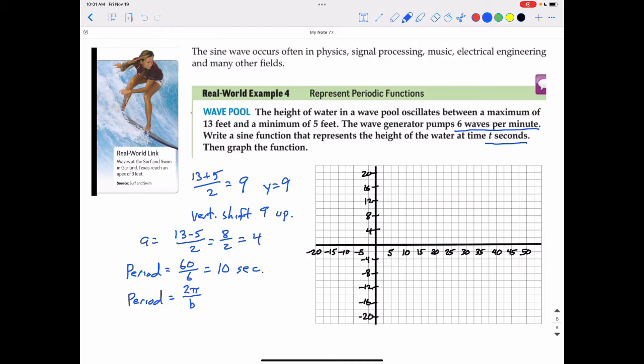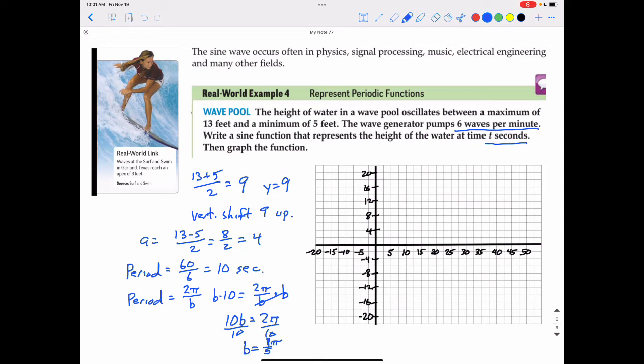We don't know what b is to write our equation, so we are going to need to find b. So we're going to take the 10-second period that we just figured out and set that equal to 2 pi divided by b and solve for b. I would solve this for b by multiplying both sides by b. That would give me 10b equals 2 pi. These would have canceled. And then divide by 10. So the b value is 1/5 pi, or just pi over 5.